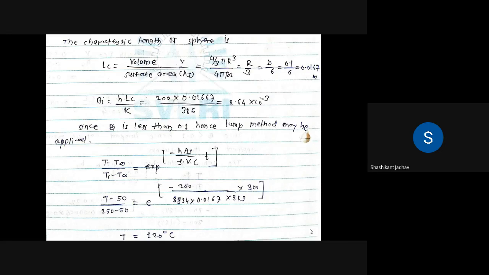Okay, so first of all, you have to calculate the value of LC. Characteristic length is nothing but volume upon surface area. For the sphere, what is the volume? 4/3 pi r cube. And what is the surface area? 4 pi r square. So from that we get the equation as r by 3. In the form of diameter, what is that equation? D by 6. So diameter is given 0.1 divided by 6. We get the value of characteristic length, that is 0.0167 meter. Okay. So by using this characteristic length, we have to calculate the Biot number.